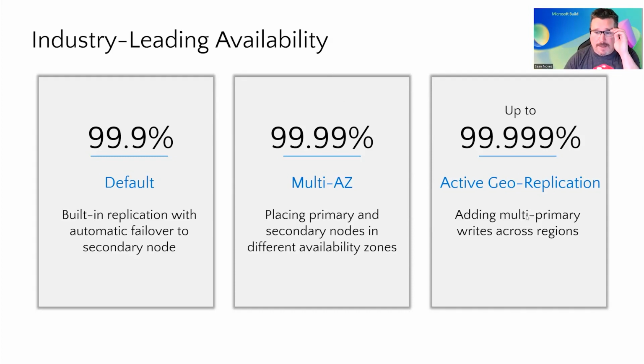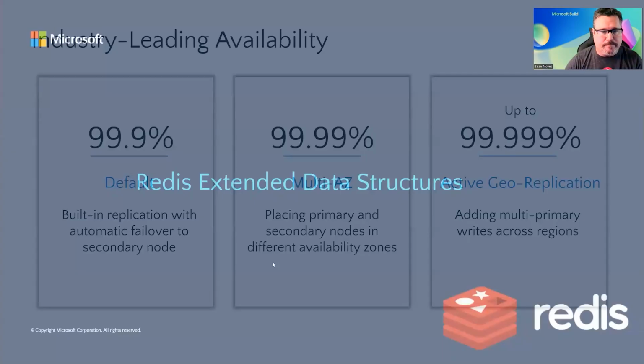Now, as we just saw with active geo-replication, you can get up to 5 nines as long as you use that multi-zone configuration alongside active geo-replication, because you're getting those multi-primary writes across all regions.